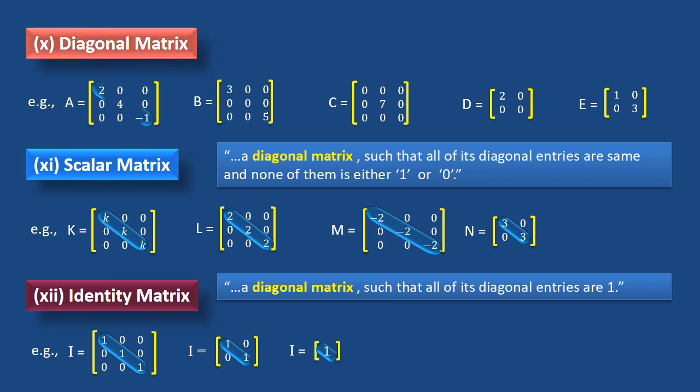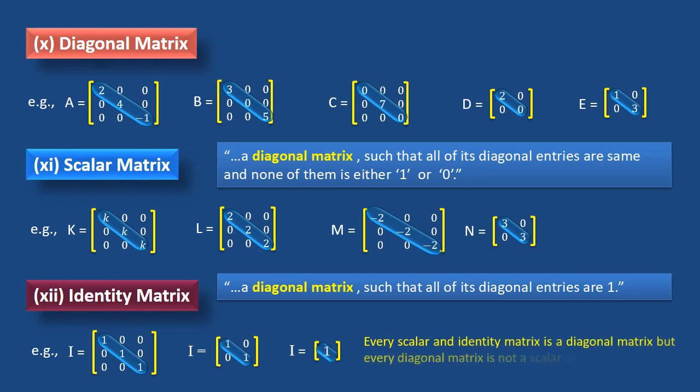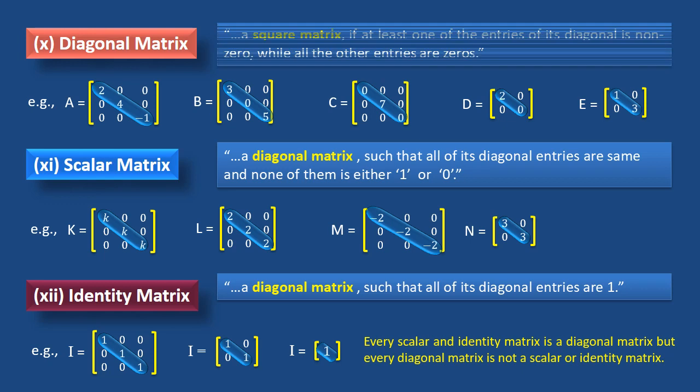But the matrices A, B, C, D and E cannot be called identity or scalar matrices, although they are diagonal matrices. It means that every scalar and identity matrix is a diagonal matrix, but every diagonal matrix is not a scalar or identity matrix. So a diagonal matrix is defined as a square matrix if at least one of the entries of its diagonal is non-zero, while all the other entries are zeros.